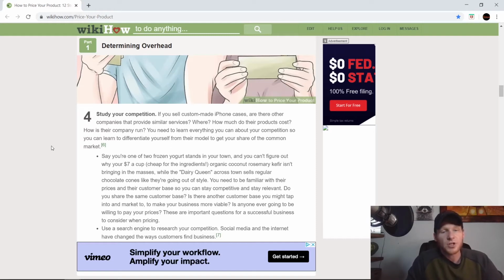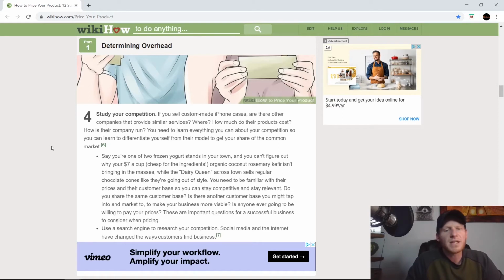Use a search engine to research your competition. Social media and the internet have changed the ways customers find businesses. This is absolutely true. Social media and search engines have changed consumer behaviors. Nowadays, it's as easy as them Googling your company name or the product that you're selling, and they can find your competition like that. And you don't want them to find your competition, you want them to find you.